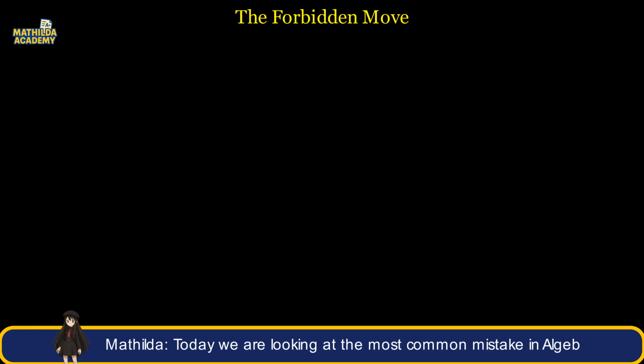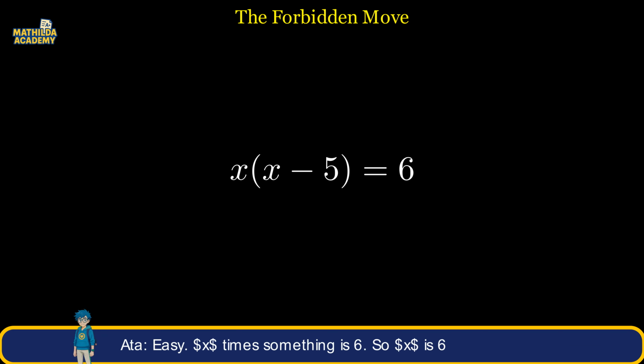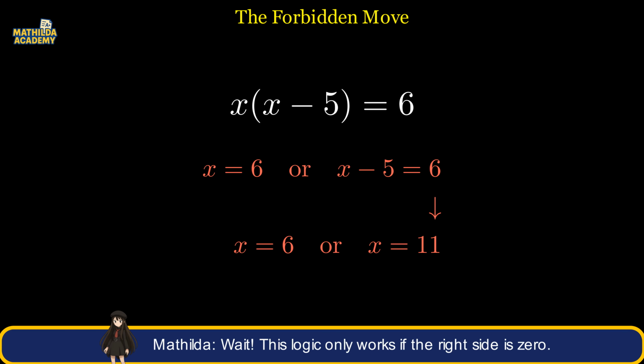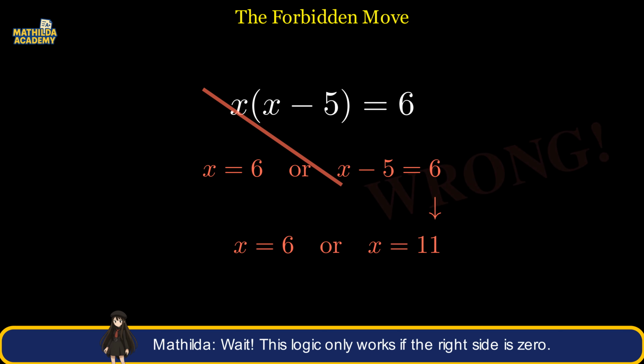Today, we are looking at the most common mistake in algebra. Easy. X times something is 6. So x is 6, or the bracket is 6. Wait, this logic only works if the right side is 0.